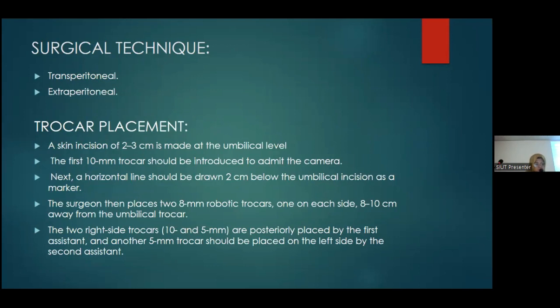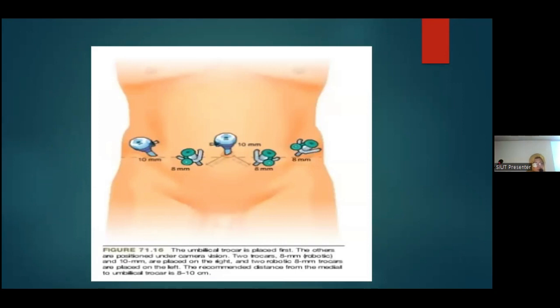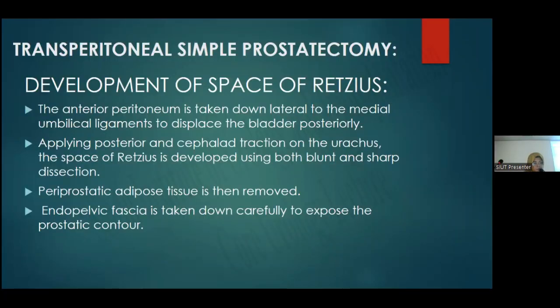First of all, the trocar placement. A skin incision of 2 to 3 centimeters is made at the umbilical level, and the first 10 mm trocar, for the camera, is admitted. Next, a horizontal line, similarly as we did in the laparoscopic technique, is drawn 2 centimeters below the umbilical incision. The surgeon then places 2 8 mm robotic trocars that are roughly 8 to 10 centimeters away from the umbilical trocar. The two right side trocars, 10 and 5 mm, are posteriorly placed by the first assistant. Another 5 mm trocar should be placed on the left side by the second assistant. This is the position of the trocars with the 10 mm trocar at the umbilicus.